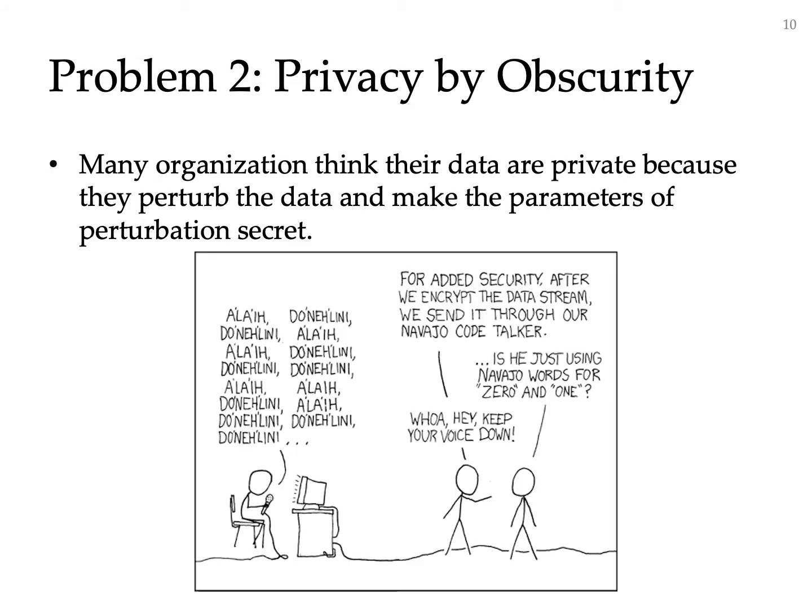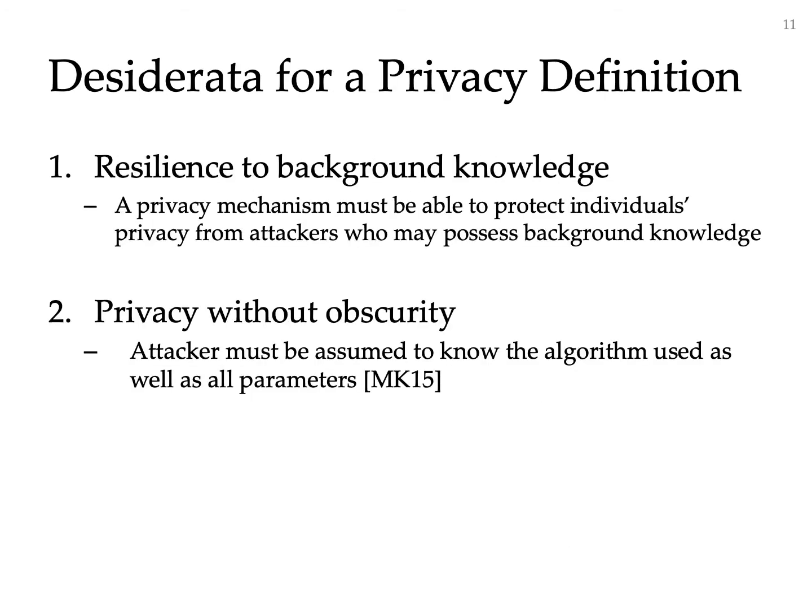The second problem of privacy is that many organizations may think their data are private because they perturb the data and keep some parameters of the perturbation secret. However, this is a very strong assumption. In general privacy definitions, we should assume that the attackers could somehow obtain those secrets and know well how the algorithms work. So the second desideratum for a privacy definition is to achieve privacy without obscurity, which means that the attacker must be assumed to know the algorithm as well as all the parameters used in that algorithm.